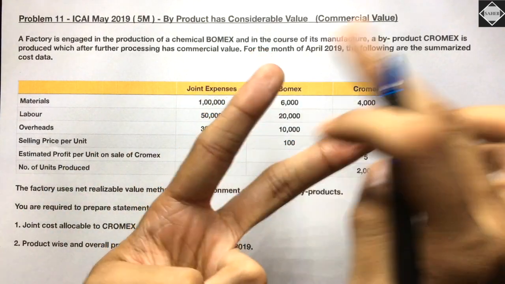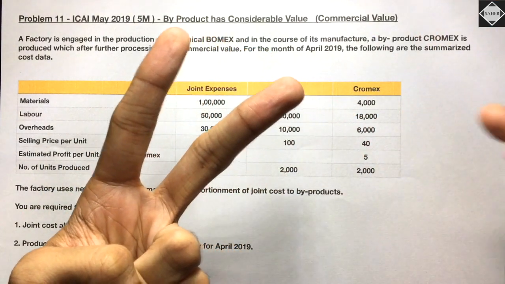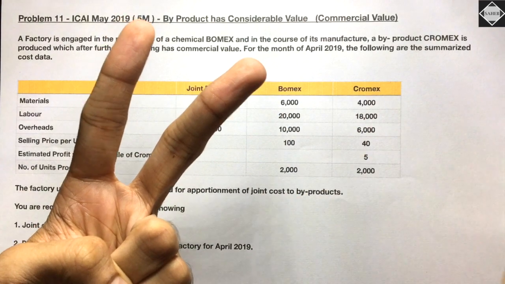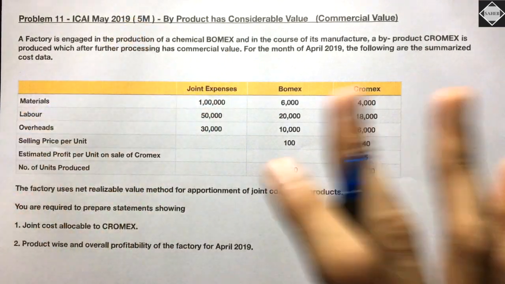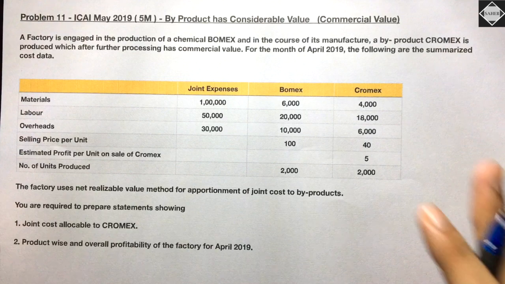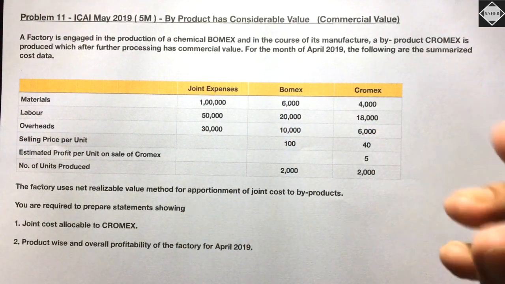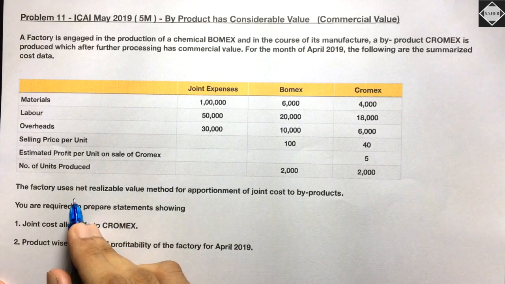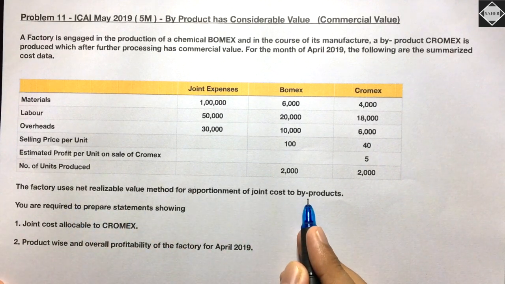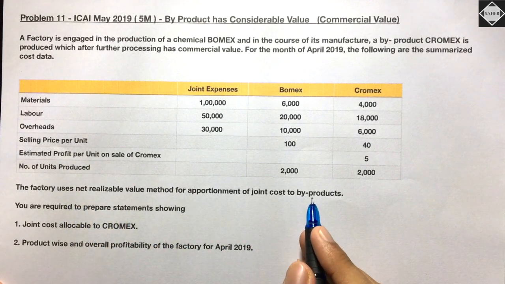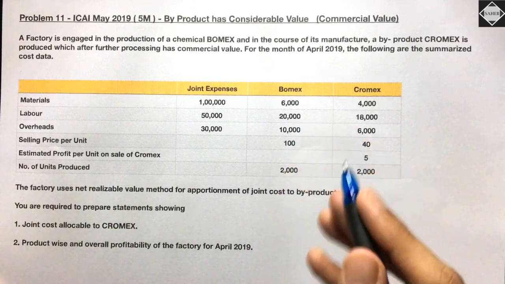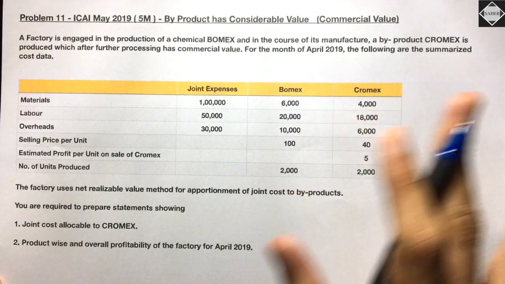And if the question says solve through NRV method and nothing is given, no profit, nothing, that means you have to use basic NRV. Basic NRV means subtracting further processing cost and selling and distribution. That's it. Is that clear? So now here you will apportion the joint cost to CROMX on the basis of reverse cost method. And they are saying only to byproducts, that means we will not directly apportion the joint cost to BOMX. We'll see how you have to go about it. It's simple, it's not difficult.